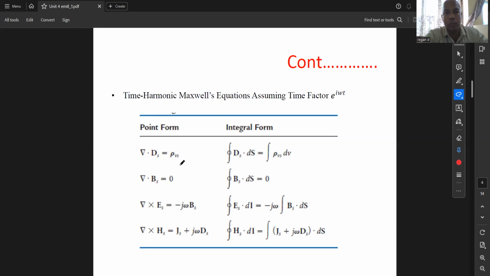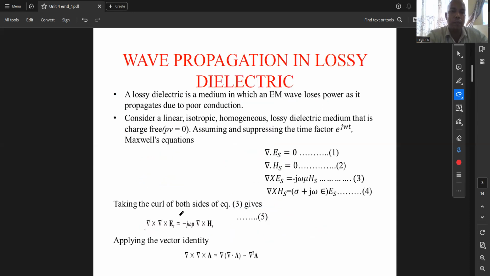So del dot Ds is equal to rho vs, del dot B is equal to 0, del cross Es is equal to minus j omega Bs, del cross Hs is equal to Js plus j omega Ds. Here we are assuming the time factor is e to the power j omega t. In this table, I'm going to modify with the assumption that the concerned lossy dielectric medium is charge-free.